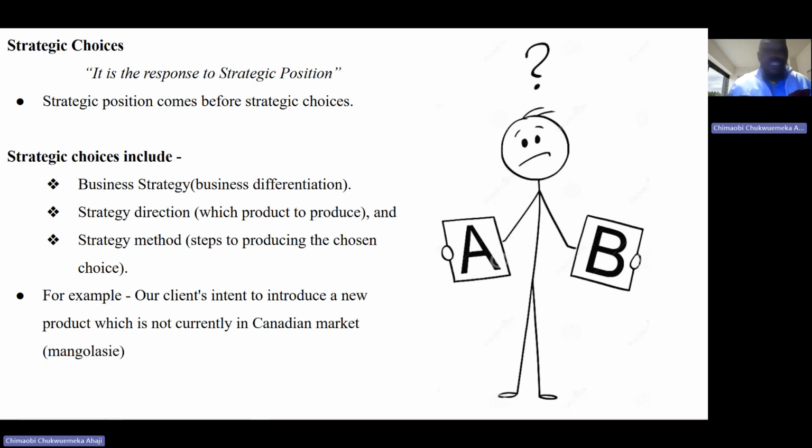Now, strategic choices include business strategy, like I mentioned, which differentiates the business from its competitors. Strategic direction: which direction do we intend to go? For example, what product are we going to produce and what effect is it going to have in the market? Where are we going to sell? Who are going to be our targets? Markets. Strategic methods: the method for producing the chosen choice, or the method for selling the chosen choice. A clear example is our client who intends to produce a new product, and an example of a new product he has rolled out is the Mangolese, which is doing well in the market currently.